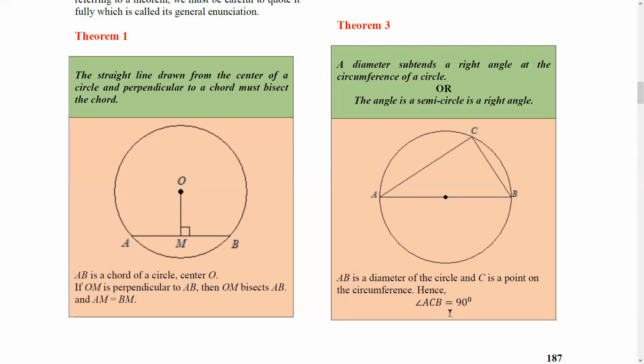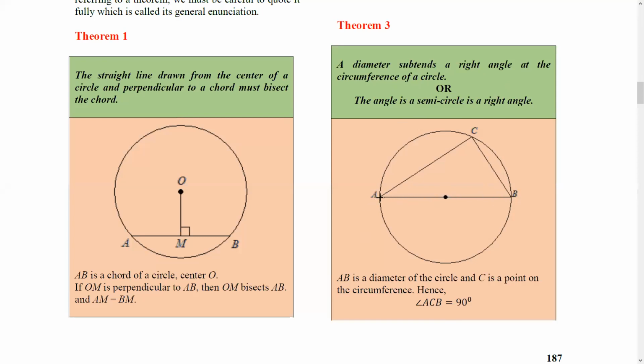Right. Theorem 3. A diameter subtends a right angle at the circumference of a circle. Subtends just means basically to form, right? It means when two straight lines meet up, they form something. So a diameter forms a right angle at the circumference of a circle. So we have a diameter here. Remember, the diameter passes through the center of the circle. So AB passes through the center of the circle, right?